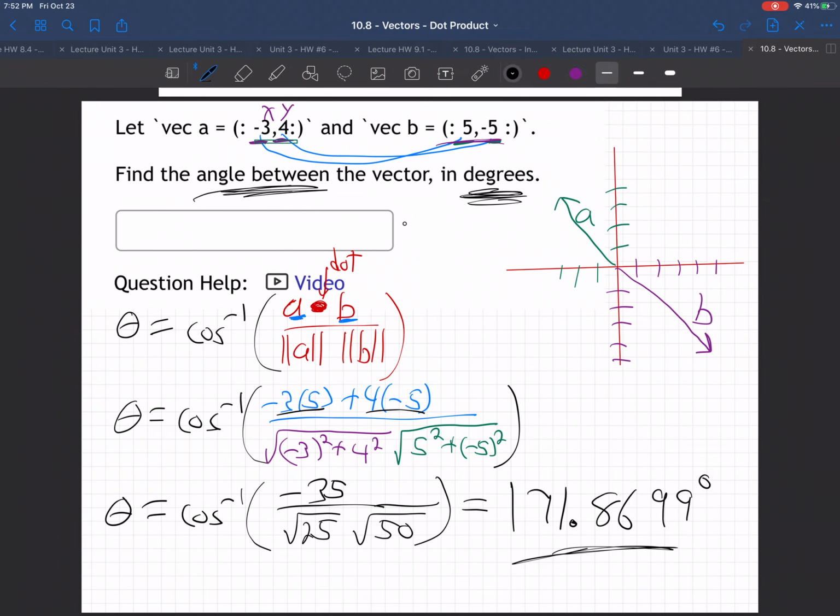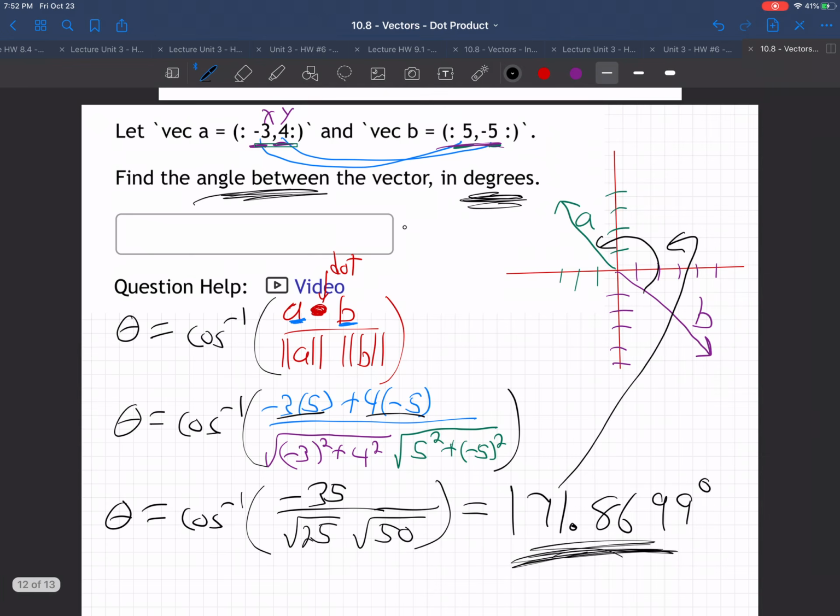Yeah, so notice the angle between them is almost 180 degrees. It's 171. That makes sense. So this formula finds the angle between two vectors. And I hope you know how to do the denominator on your calculator. You may have to put parentheses around the denominator when you have two things multiplied there, so that the calculator knows both are in the denominator. It sort of depends on your calculator.